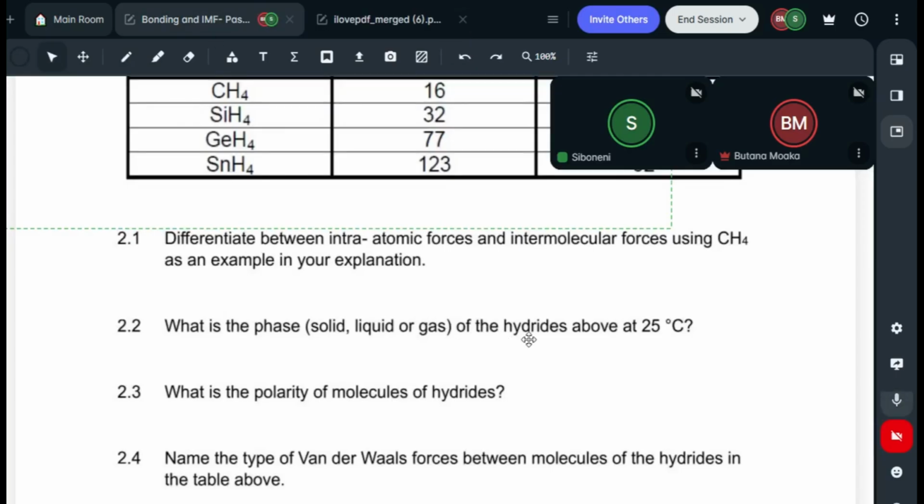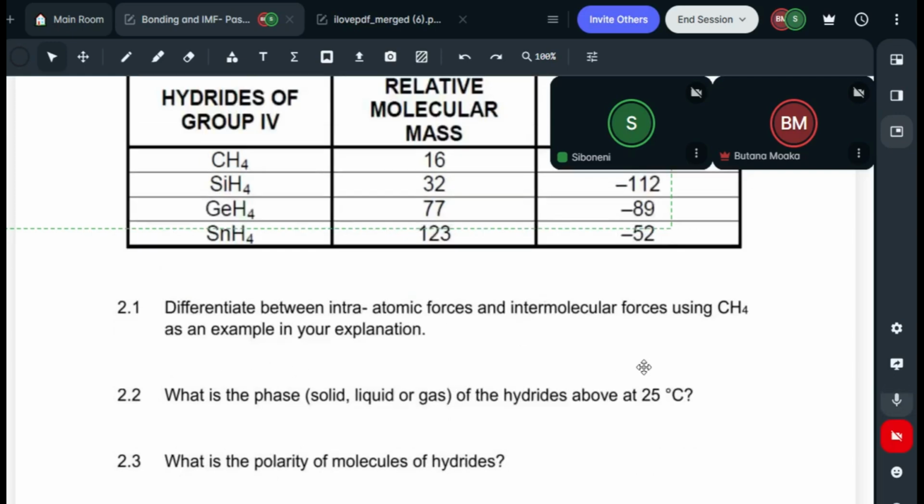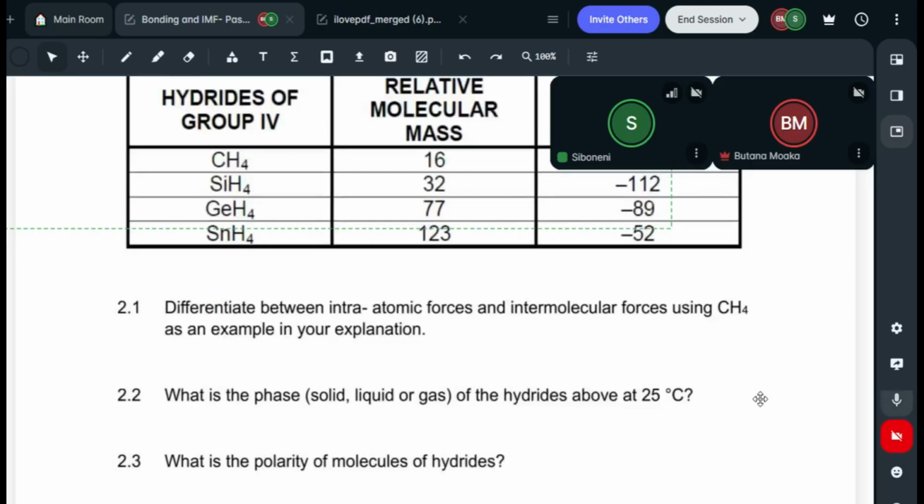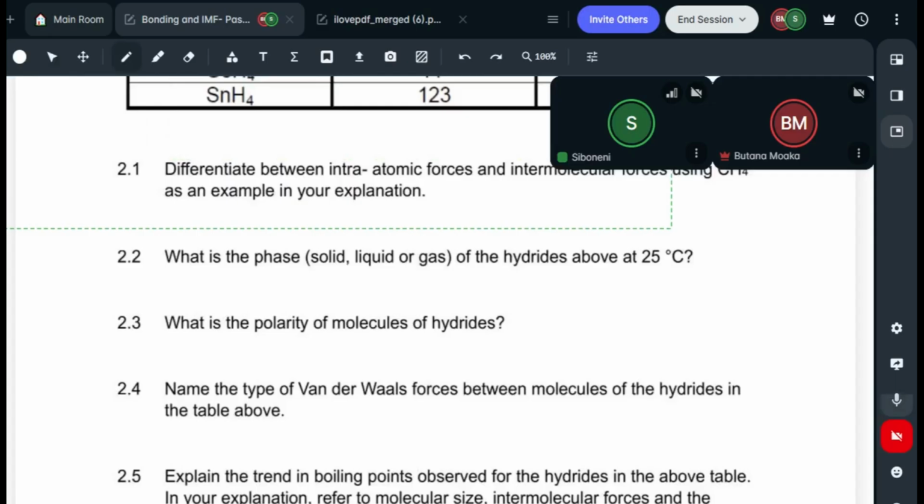I'm sorry. You want to move now? Yes. Let's move to 2.2. What is the phase, solid, liquid, or gas, of the hydrides above at 25 degrees? I'm just going to quickly move on this one. Remember, I always like to talk about the rules. If the boiling point is below 25 degrees, the substance exists as what? Gas at room temperature.